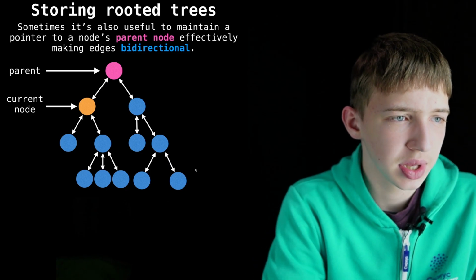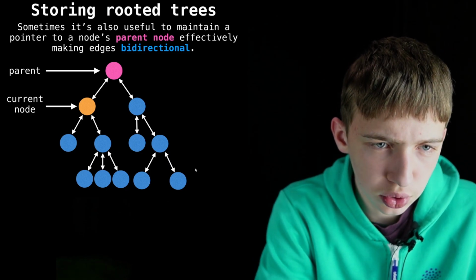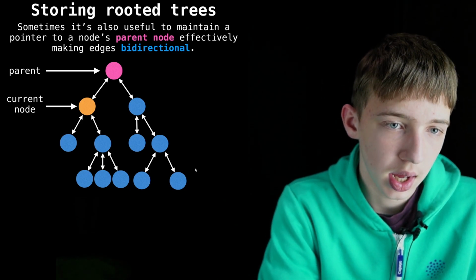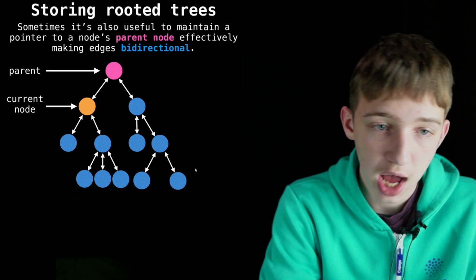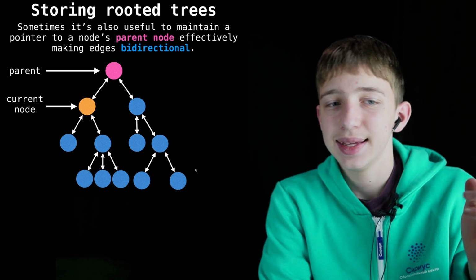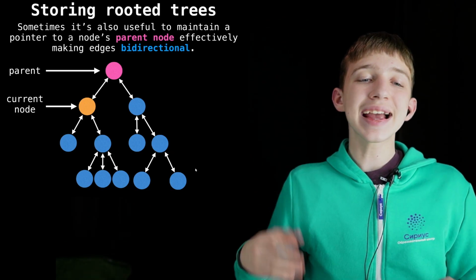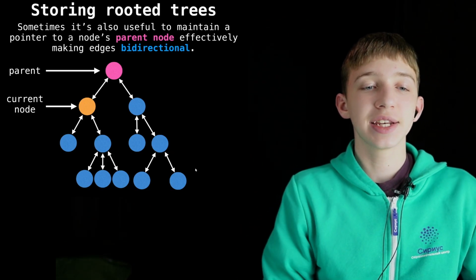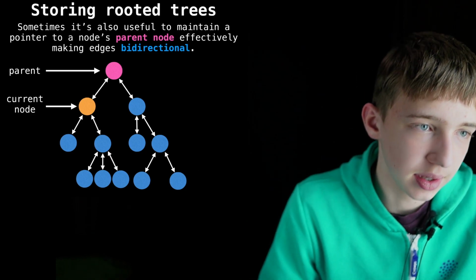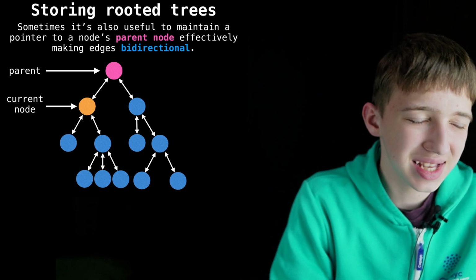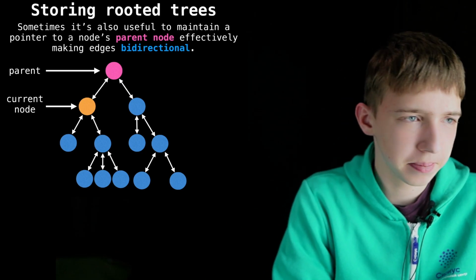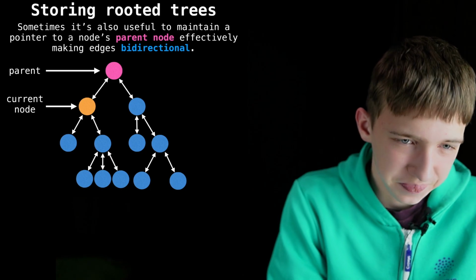Sometimes we also have to maintain a pointer to the node's parent node in case we need to traverse up the tree. So sometimes it might be helpful. And this effectively makes the edges in the tree bidirectional. That makes them some kind of undirected edges.